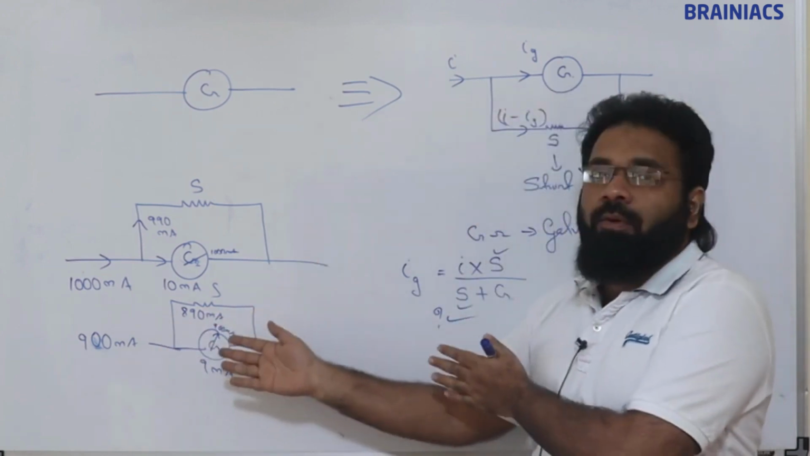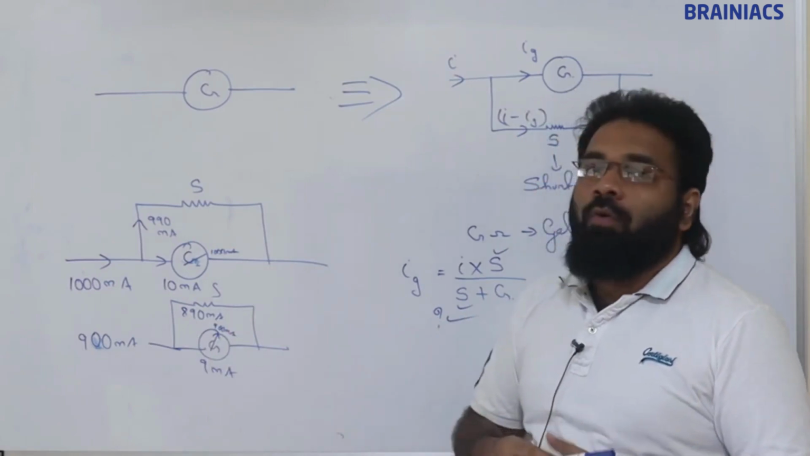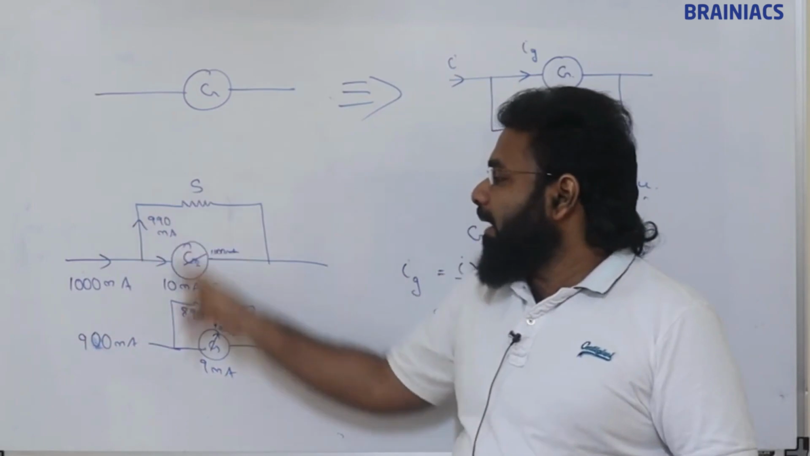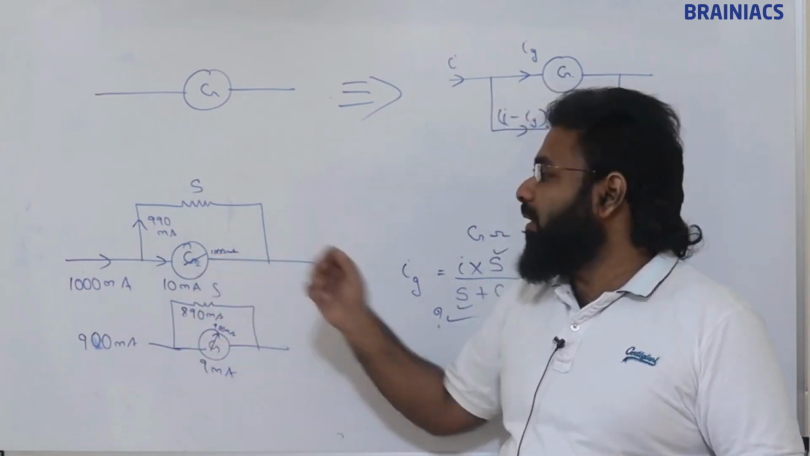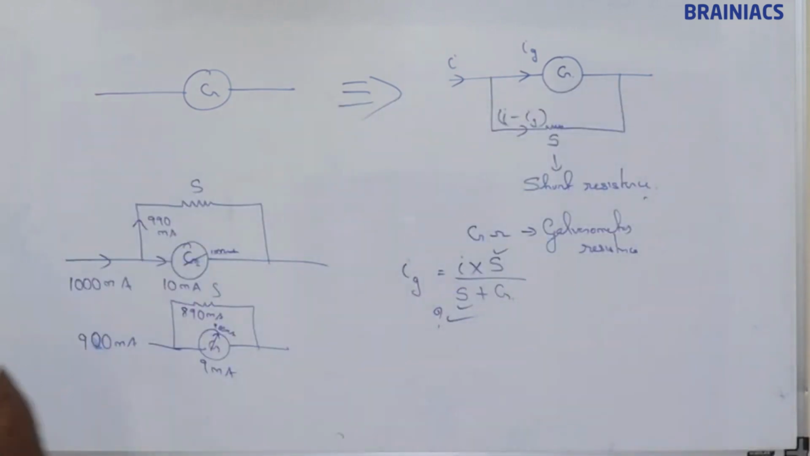Those people who are making this, they will take care of this. What we need to do is find the currents accordingly. We need to apply our circuit basics and find the currents accordingly. So in order to find it, what we need to do?